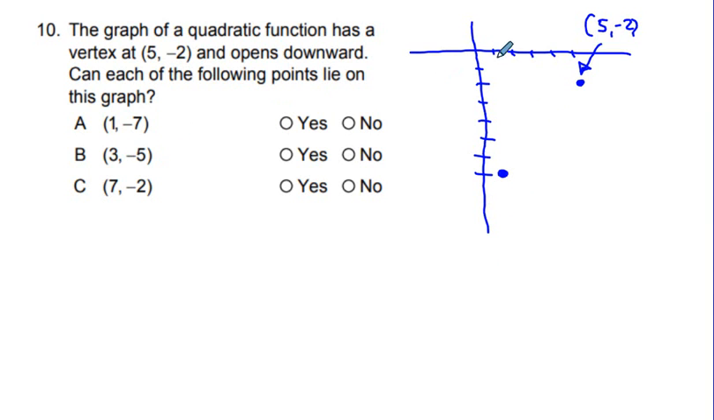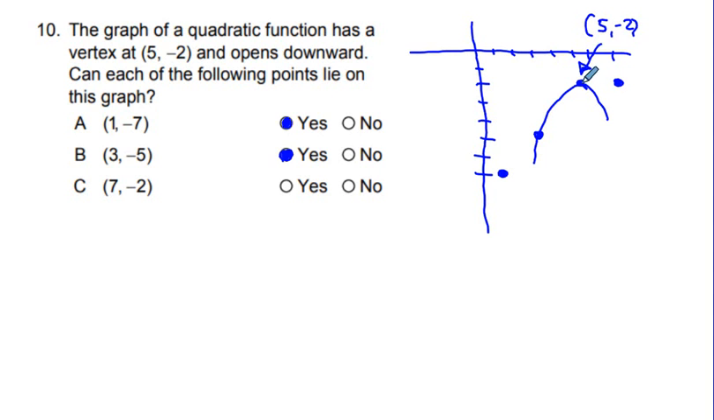Next, (3, -5). So we go 1, 2, 3, and down 1, 2, 3, 4, 5. There's (3, -5). For this vertex, can that point lie on that parabola? Yes, it can. So that'll be a yes also. So A was yes, B was yes, and now we have (7, -2). Well, that's going to be to the right, 6, 7, -2.